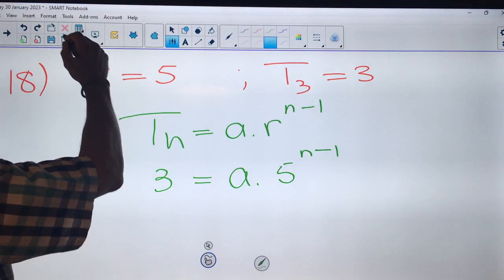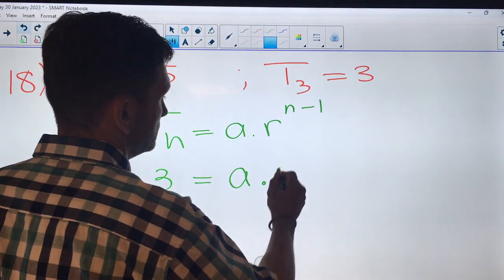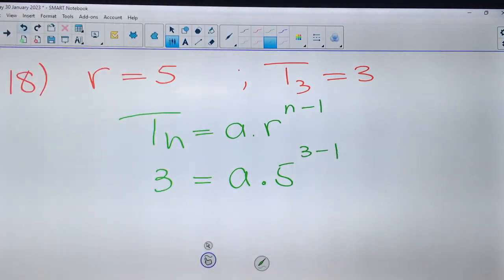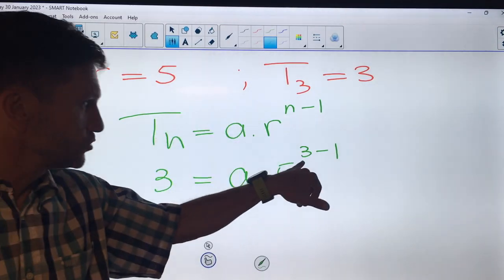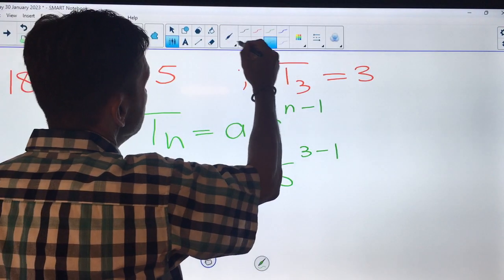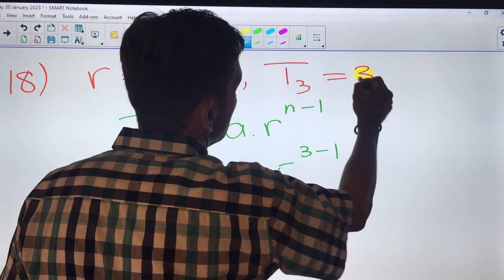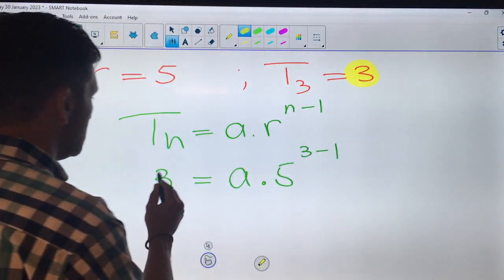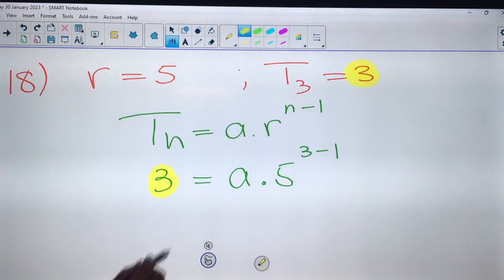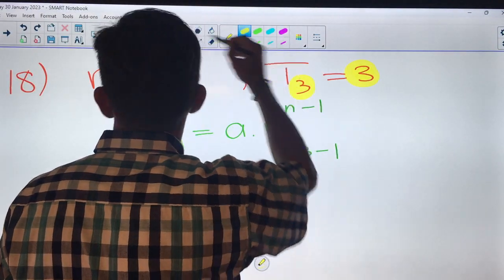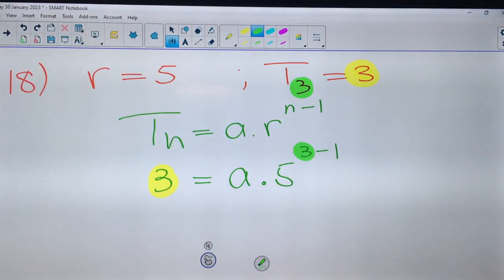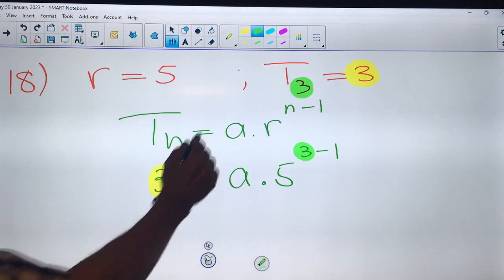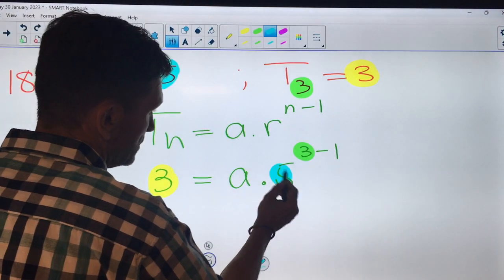Okay, let me just change that one. So the nth value, the Tn, is 3, but the third term is also 3. So the 3 that I'm using here, this 3, is this 3. The fact that this is the third term, sorry, I want a different color. This is the third term, so that is the 3 that I have over there. This is the 5, the R value, there is the 5.